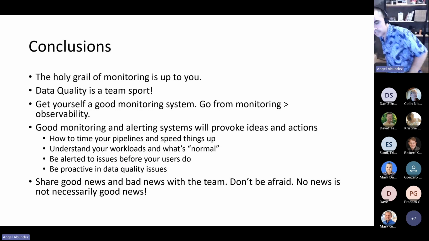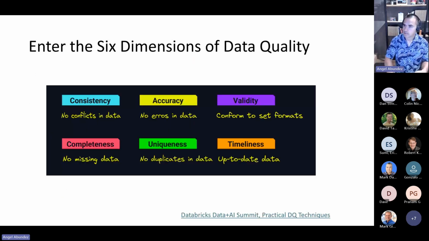So the holy grail of monitoring, it's really up to you. I can't tell you what the holy grail of monitoring is for you. You have to be the designer in that, because I don't know how your pipelines are set up. I don't know if you have child pipelines, parent pipelines like I had. But what I do know is that once you get started, this is my story, right? Everybody's story is different.